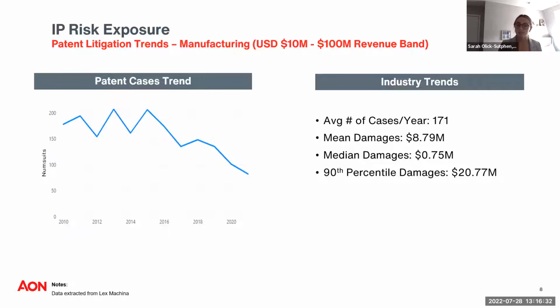So as you can see, even though in the past couple of years, 2018 to 2020, you see it trending downwards, although it started off very high and peaked over 200 in 2013, we're still averaging about 171 cases per year, which is quite a lot. Mean damages here sitting around that 8 million number. And as you can see, they can go anywhere all the way up to 20.77.